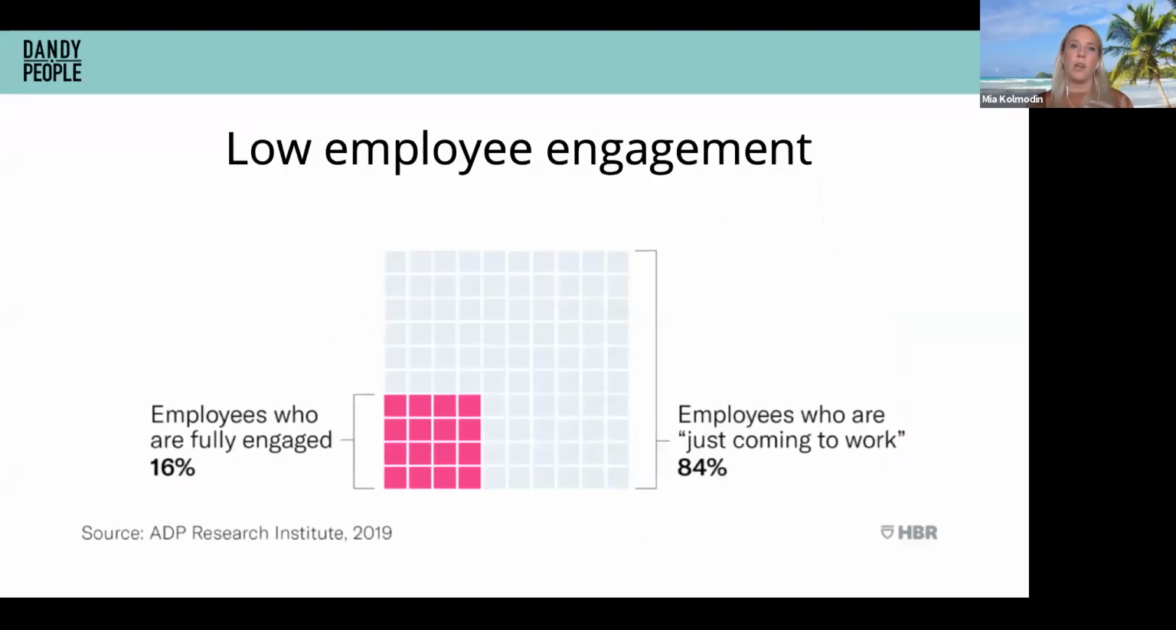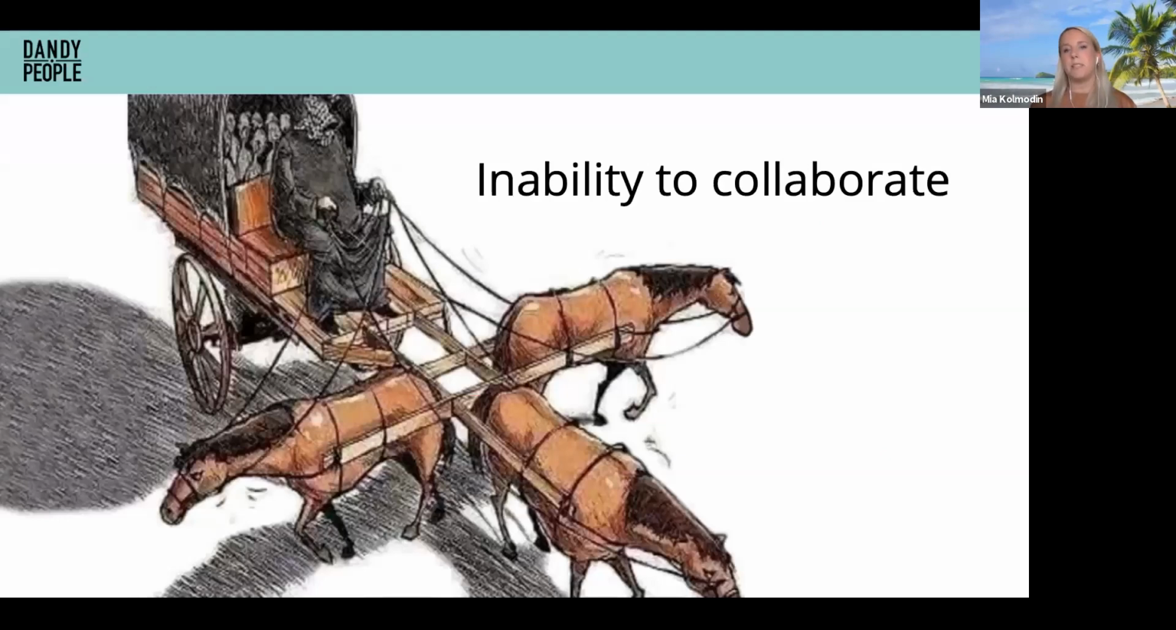And we have low employee engagement. Different surveys give us different numbers, but they're about the same. Only 16% in the organization is fully engaged and 84% is just coming to work to get their paycheck. And of course, this is a huge problem for many organizations. And we have an inability to collaborate due to having different priorities. We have different projects going on across the organization in different silos and departments, and we can't really collaborate and deliver on these together.